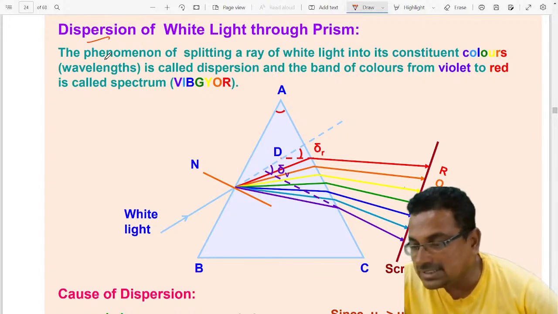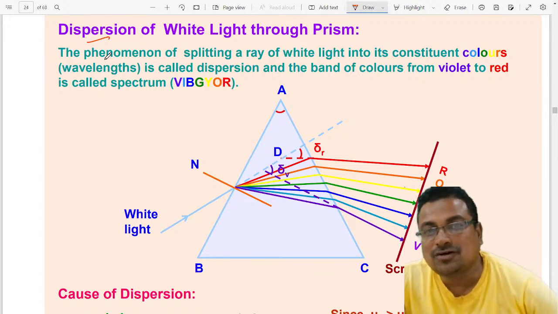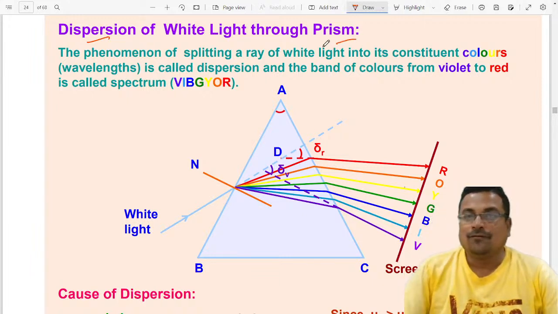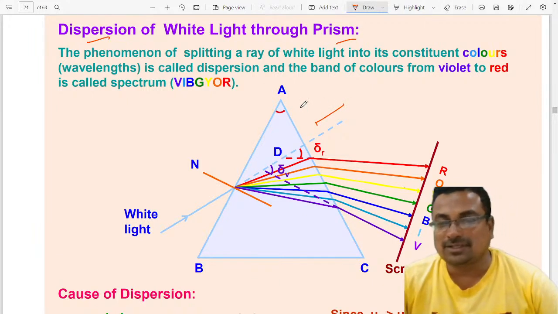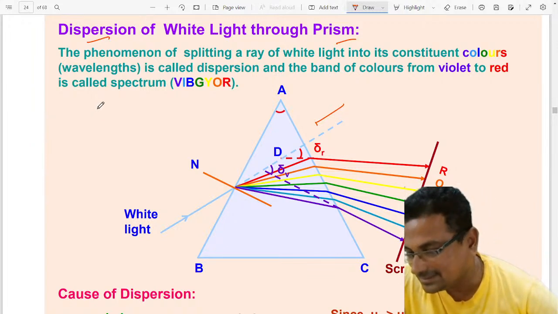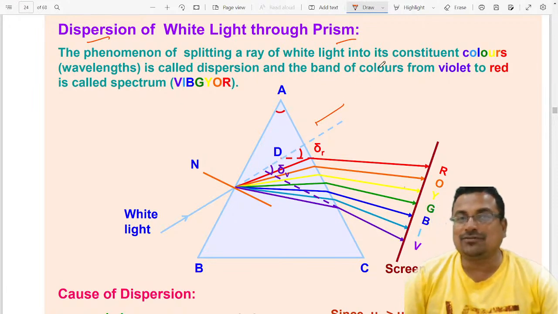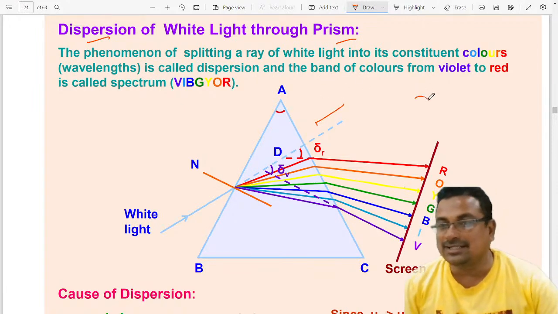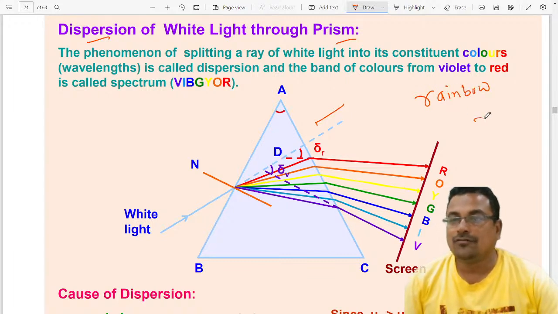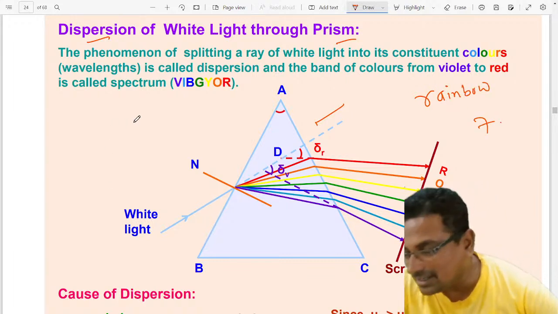Today let's discuss dispersion of white light by the prism. When white light passes through the prism, how many colors will we get? This dispersion we see in nature in the rainbow, where we get 7 colors.